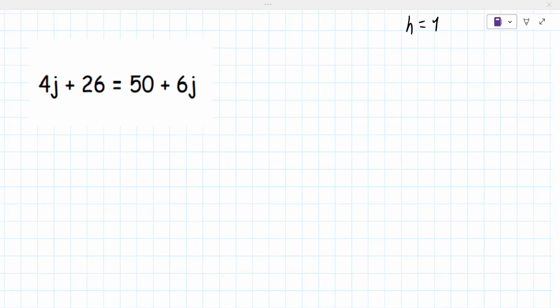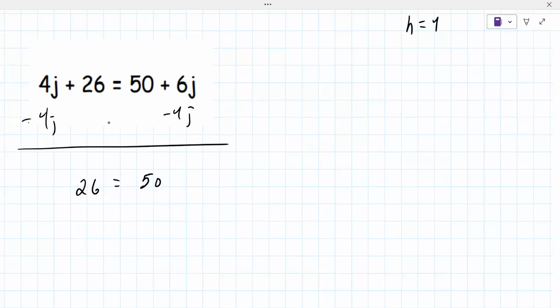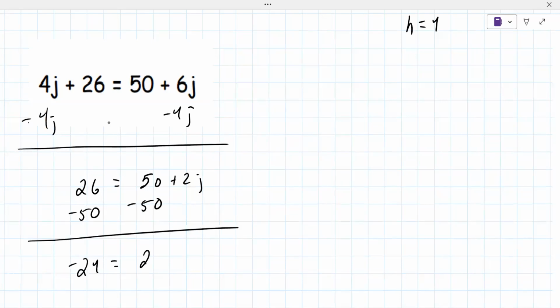I got j equals -12. Okay, that sounds pretty darn good. The other thing we could do is check it with the numbers, but you probably moved the 4j over. I'll just show you the work here. So that's 26 equals 50 plus 2j. Now you said 12 or -12? -12. Okay, so yeah, that is correct. j equals -12. Good.